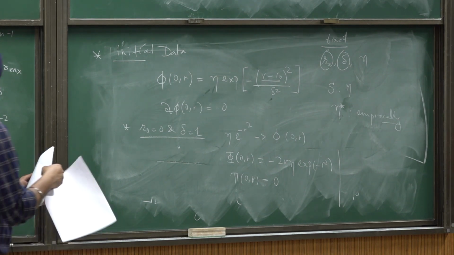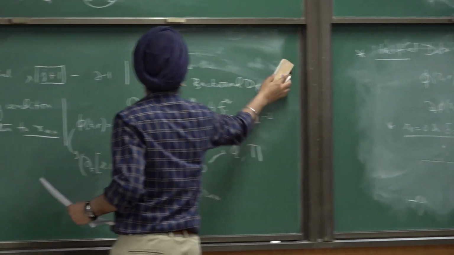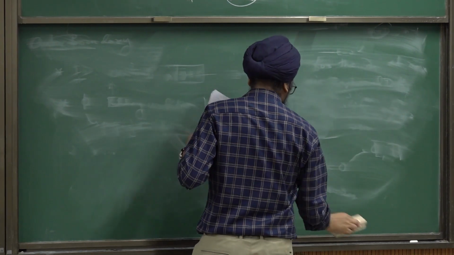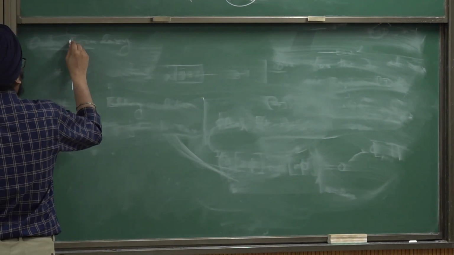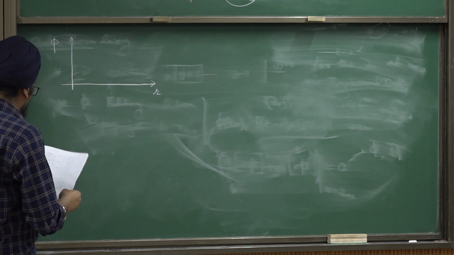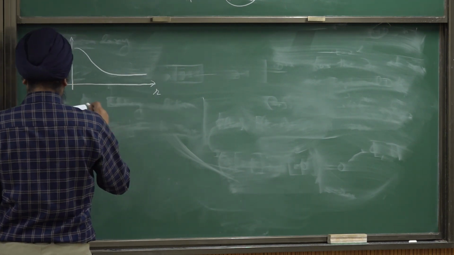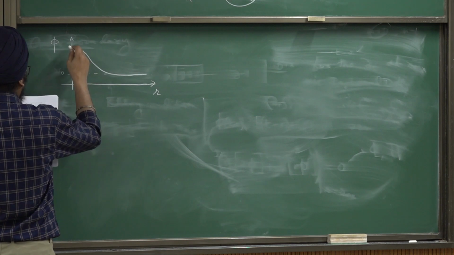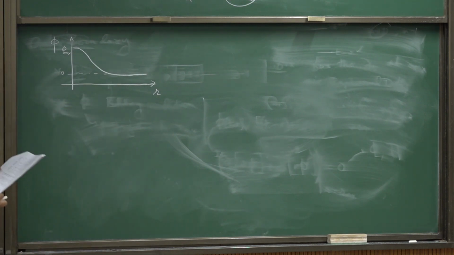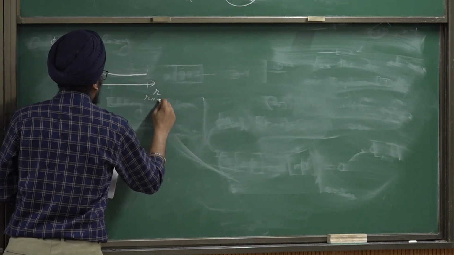So how does it look? What you have at t equal to 0 is something like this. So this is 0 and this will have some phi max. This is r equal to 0 and up to r max. This will be your profile.